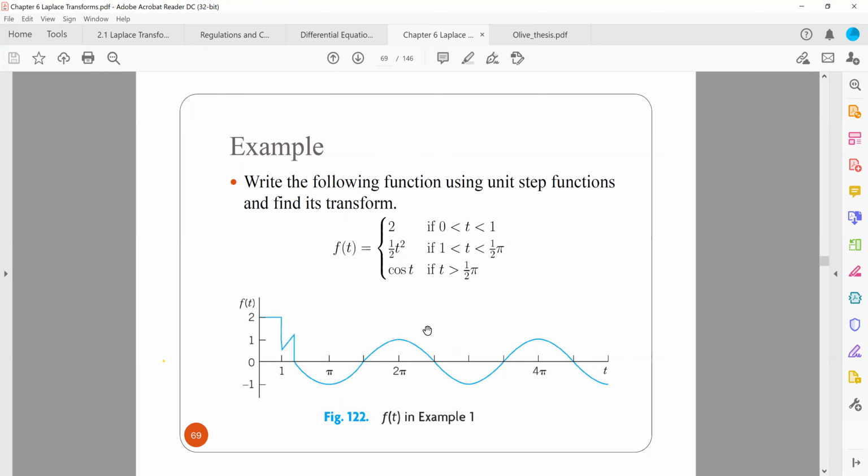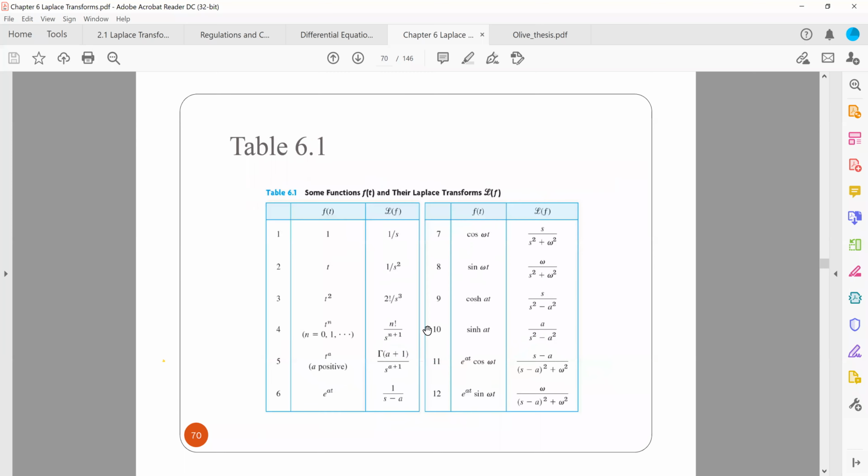So we have an example here. Write the following function using unit step functions and find its transform. You have f(t). Anytime you have a function which is defined this way, where it's 2 between 0 and 1, then a half t squared between 1 and half pi, then cos t for anything greater than that, you know that you can write it in terms of step functions.